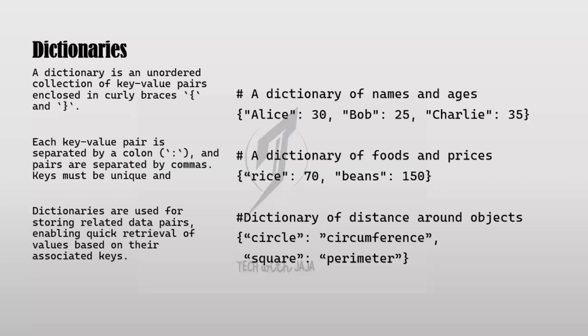You can also have a dictionary of food and their prices. So rice costs $70, beans cost 150 or thereabout. We can also have a dictionary of distance around certain objects. So a circle is related to a circumference, and a square is related to a perimeter. And that's how it is. In the first dictionary, we have 3 elements for Alice, Bob, and Charlie. For the foods, we have 2 elements, for the rice and the beans pairs. In the last one, we have 2 elements also, for circle and for square. So let's go to our code editor and explain this in detail.